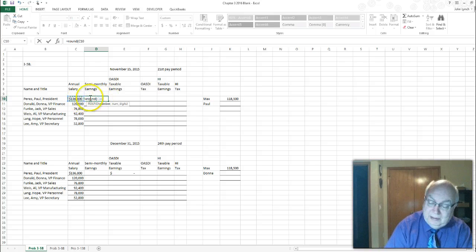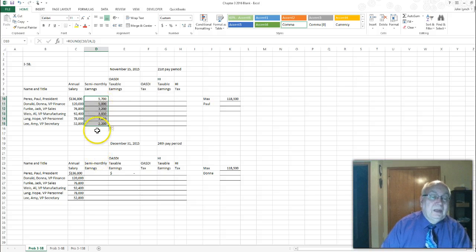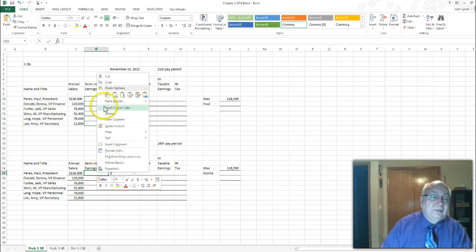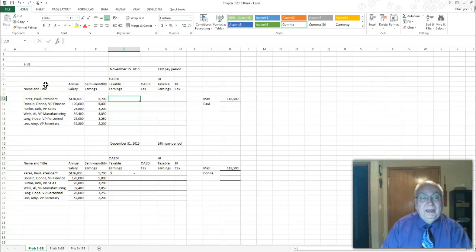So equal round divided by 24, 2, because we want to have 2 decimal places. And that gives you the $5,700. Now, you may have a blank worksheet or you can follow along in the textbook. But if we did that, and if we copy, this will be the same for down here, because the gross salaries won't change. Now for up here, this is the November 15th pay period. We're on the 21st pay period.